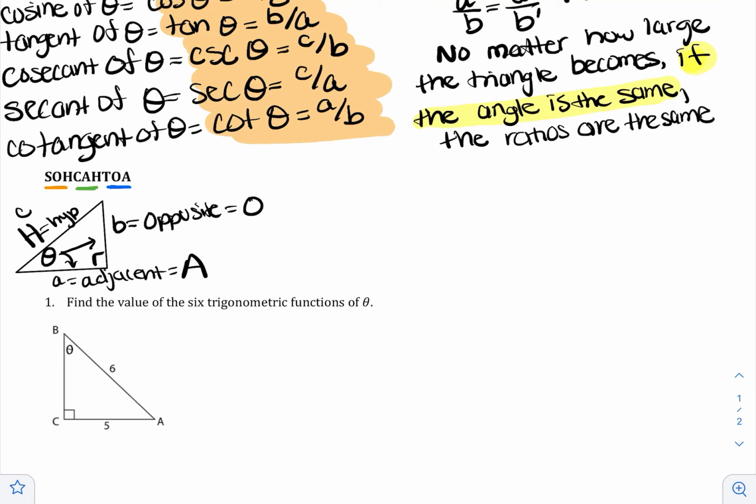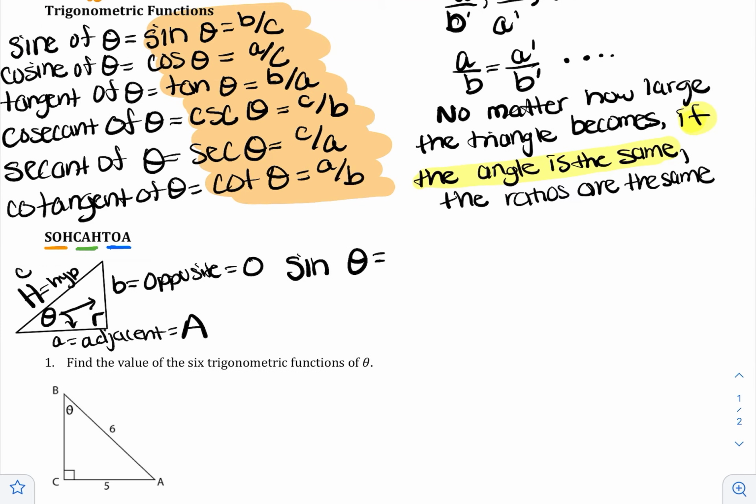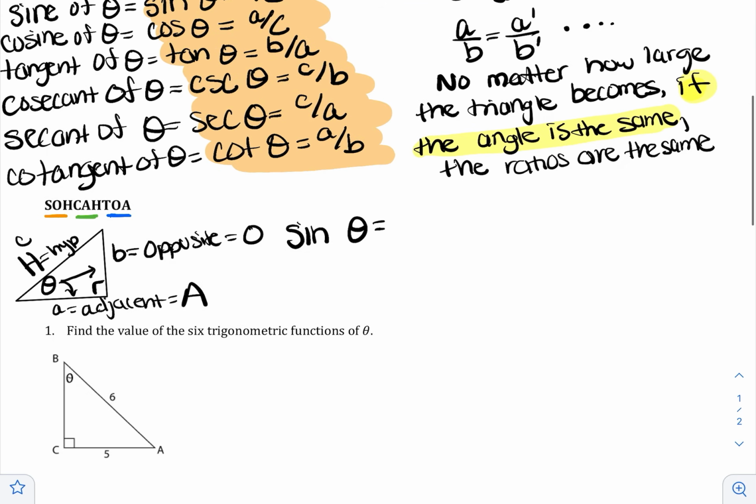So O, A, and H is where you get the SOHCAHTOA. So you get that the sine of theta, if we go back to our definitions, I assigned sine theta B over C. Well, I didn't assign it, the person who created trigonometry. So it's B over C. So if you look, B was opposite over C, which is hypotenuse. So O over H. So that's the orange part, the SOHCAHTOA.